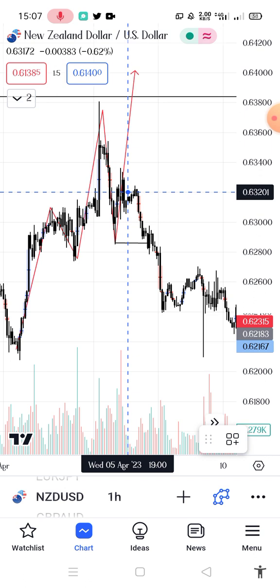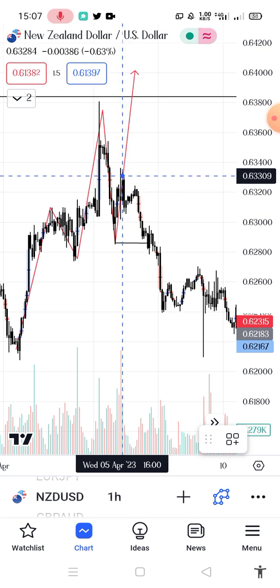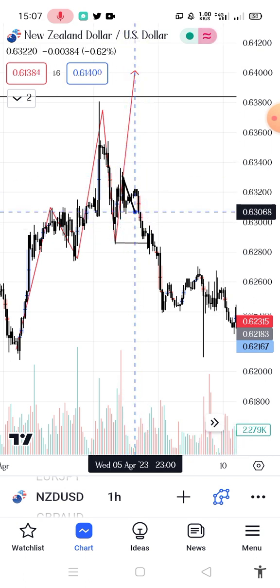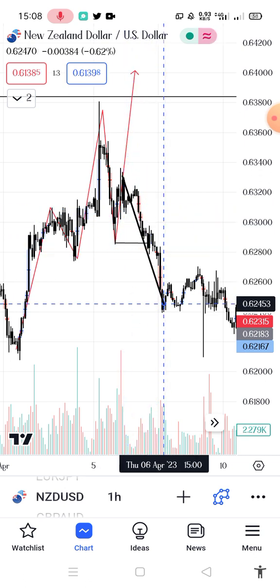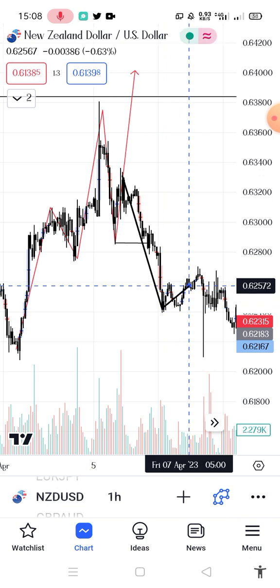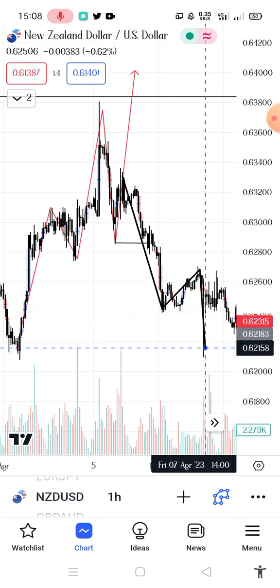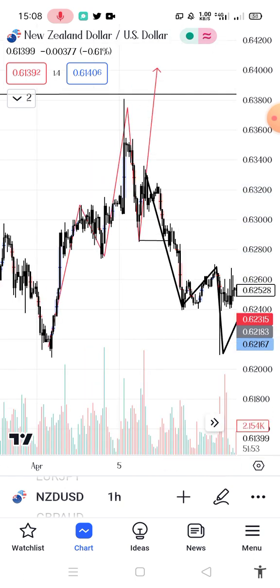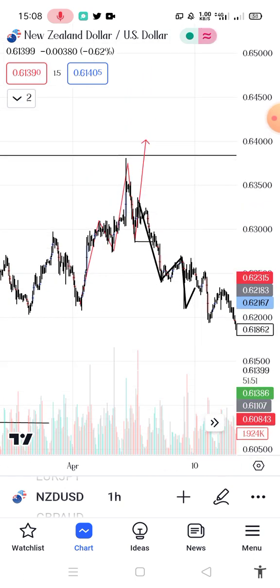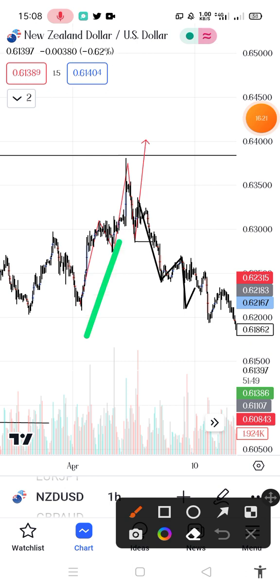It came down. Well, it was meant to continue, but it came down to create a lower low, lower high, lower low. It changed the trend. So it was in an uptrend, then it changed to a downtrend.